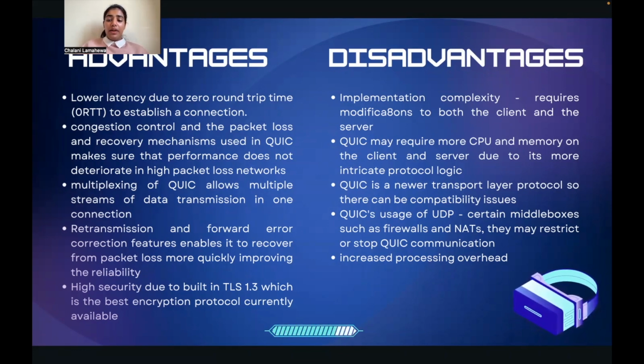QUIC may also require more CPU and memory on the client and server due to its more intricate protocol logic. Also, QUIC is a newer transport layer protocol, so there can be compatibility issues where older models of devices cannot use QUIC. So then there's QUIC's usage of UDP. Certain middleboxes such as firewalls and NATs may restrict or stop QUIC communication due to using UDP. Also, QUIC has an increased processing overhead, which is also a disadvantage.